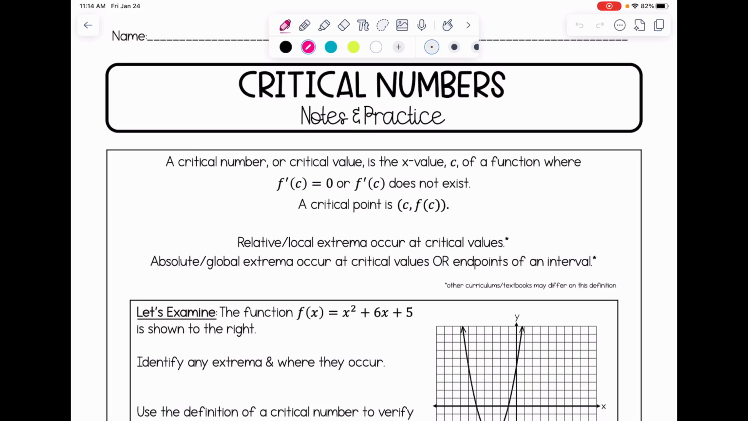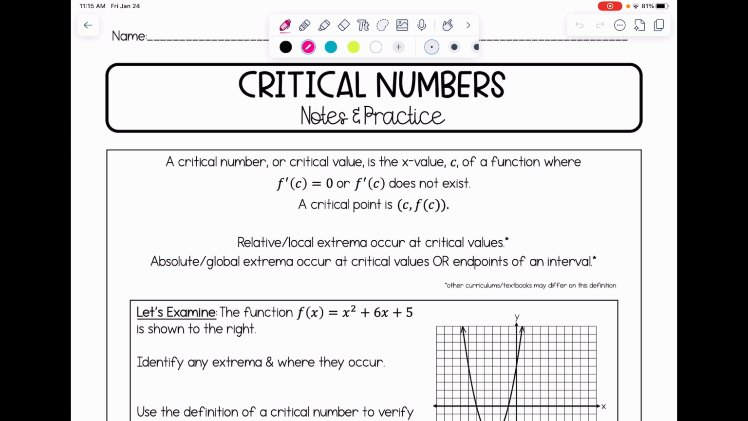In this video, we're going to be learning all about critical numbers. A critical number, also known as a critical value, is the x value c of a function where the derivative is equal to 0 or the derivative does not exist. If we're referring to a critical point, that's going to be the x and y coordinate, which would look like c, f of c.